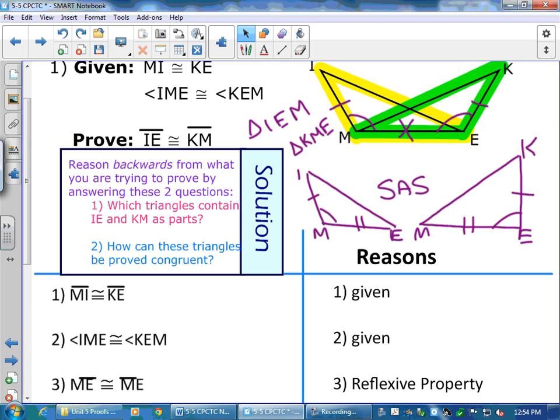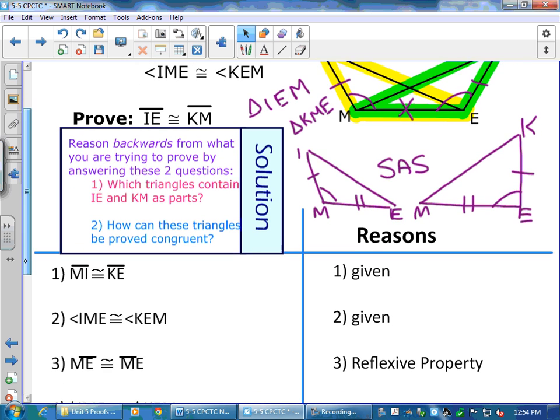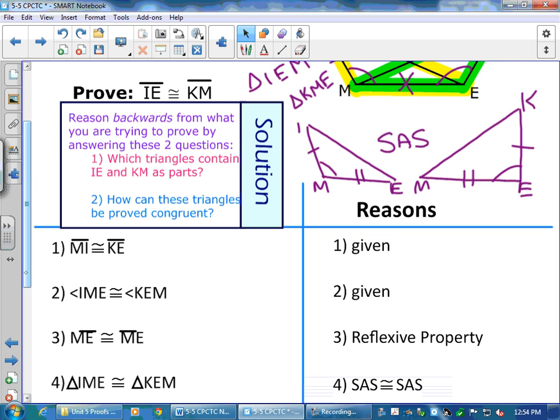Now I have enough, right? I have a side, I have an angle, I have another side. I can prove those two triangles. Triangle IME is congruent to triangle KEM by side, angle, side.